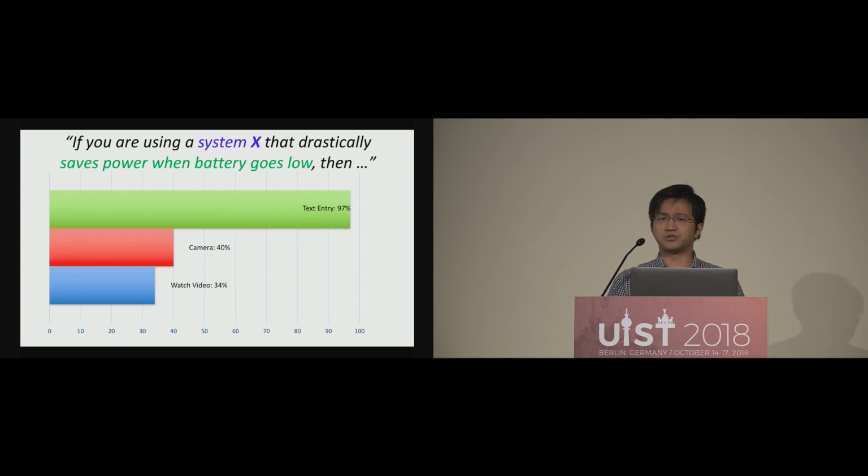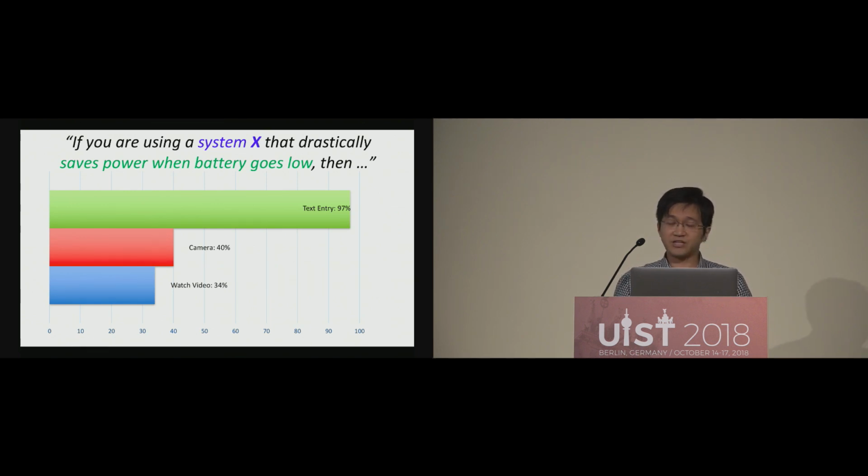Then we changed the question by saying, if you are using Assistant X that drastically saves power when battery goes low, then what's your answer? So then we can see the result that almost all the users prefer using text entry related apps. And surprisingly, for using the phone camera and playing online video, people's desire of using those apps also increases. They increase to 40% and 34%.